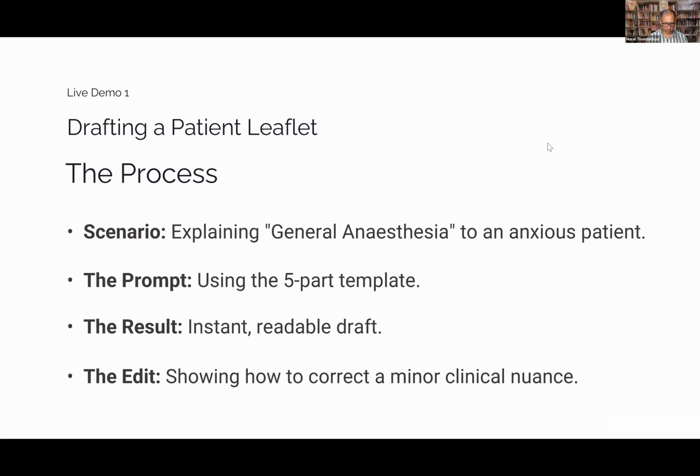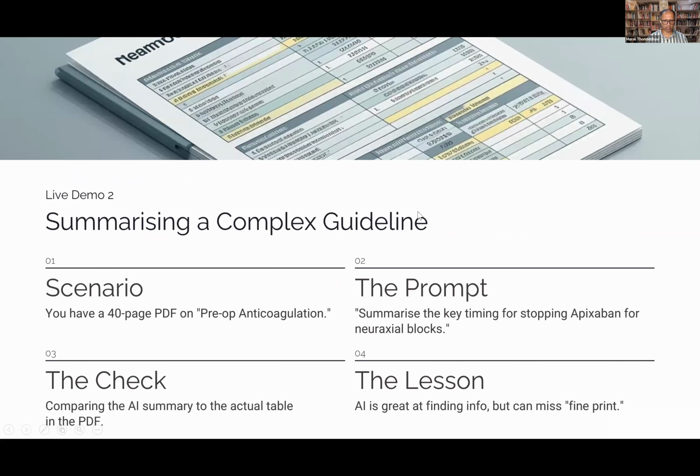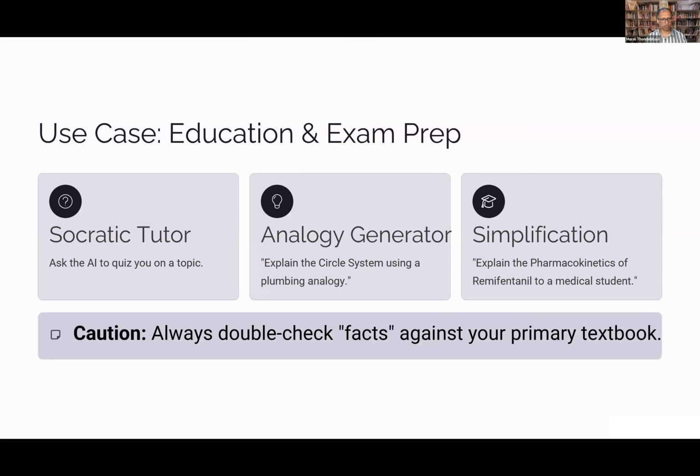Okay. So now what we did was we did a prompting for drafting a patient leaflet, and we also did summarize a complex guideline. Now, what else can you do? If you use a proper prompt, you can actually make a quiz out of a topic. It could be airway, it could be regional anesthesia. You can create analogy, like you can say, explain the entire circle system using plumbing analogy. And in regional anesthesia, you can say, explain the PNS machine to me in some analogy, and you can simplify things. But as I already mentioned, always double check the facts against your primary textbook.